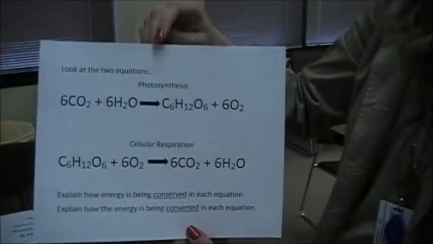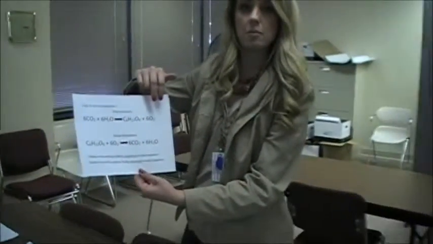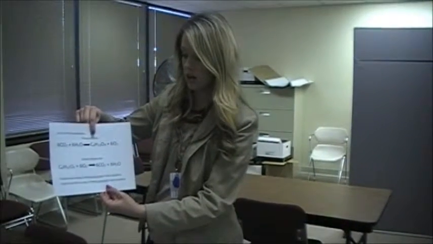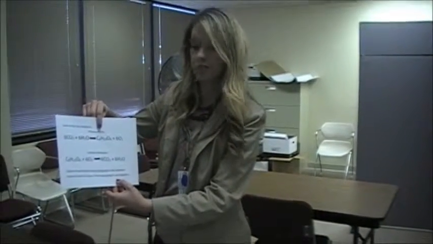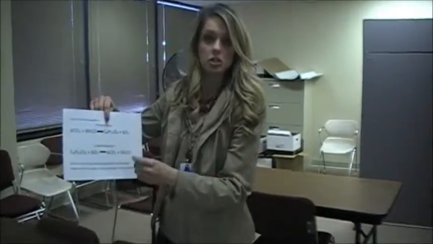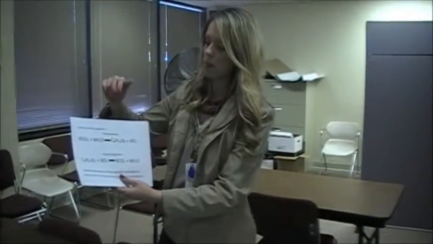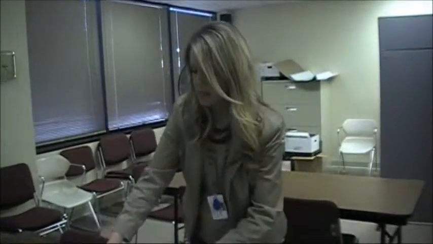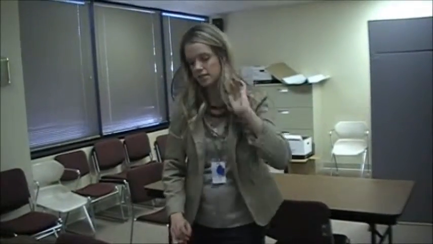So what they should be able to tell you is that they can tell that it's being conserved because you have the same amount of atoms on each side of the equation. And then also, how is energy being converted in the two equations? So what I'd like for them to do is to note that the equations are almost opposites of one another. They are cyclical. They fuel each other. So that's what they need to know for photosynthesis and cellular respiration.